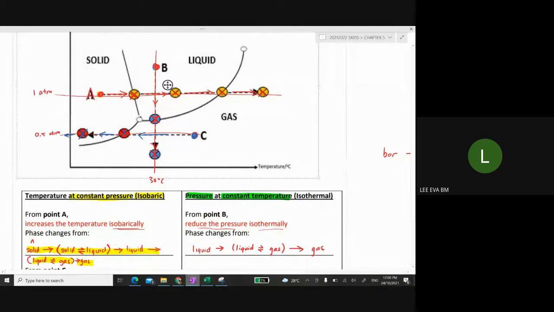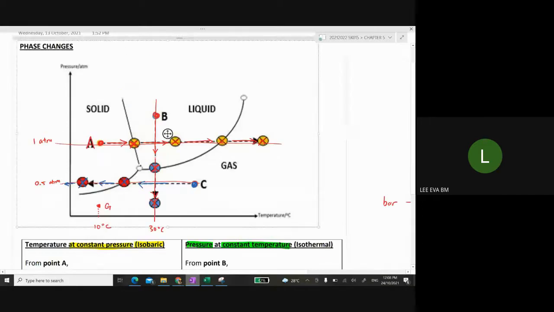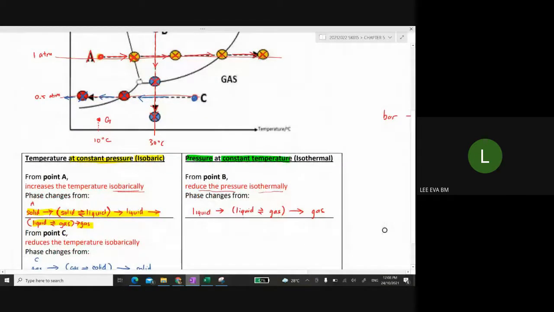Okay, so let's say I change to another scenario. Madam make one more new point here. Okay, let's say this one is my point G. So if I increase the pressure isothermally, it happens at 10 degrees Celsius. Let me know about the phase changes. Let's say I want to increase pressure isothermally. So what will be its point changes?